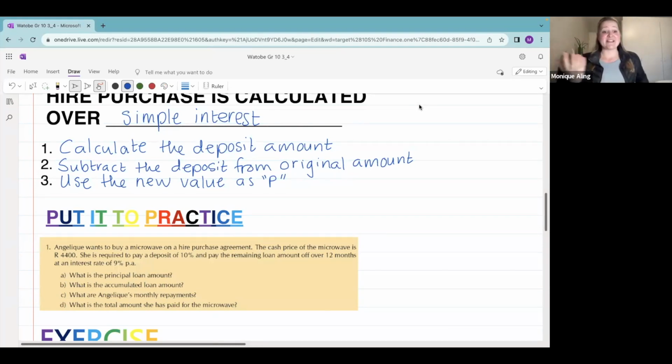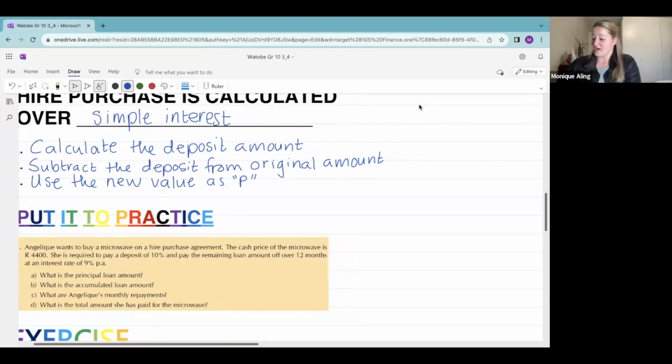So guys, like we did, our very first step for hire purchase is calculate the deposit amount. It says in the question, Angelique needs to pay 10% deposit, 10% of the 4,400. So our deposit amount is 4,400 times 10%. That means Angelique needs to pay 440 Rand up front.